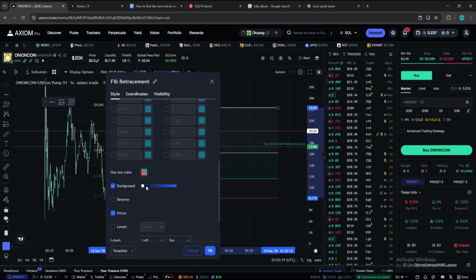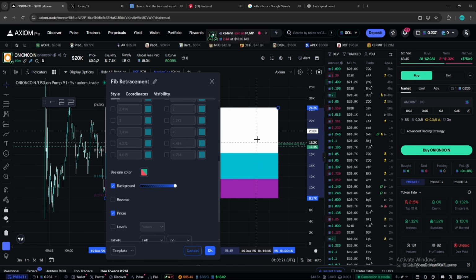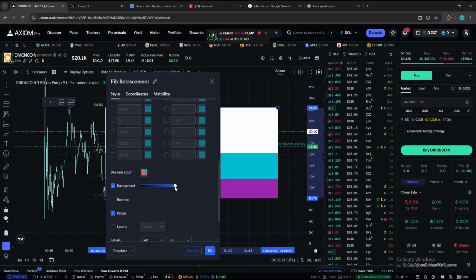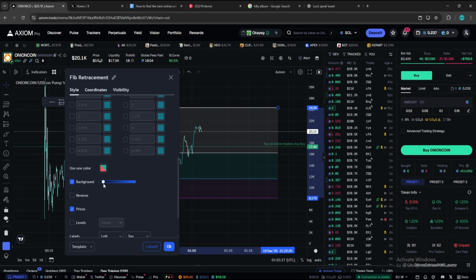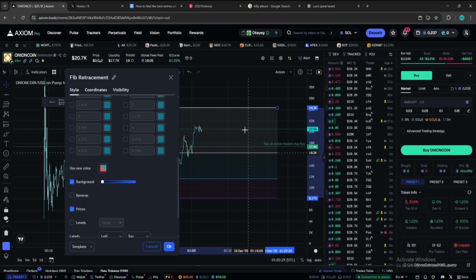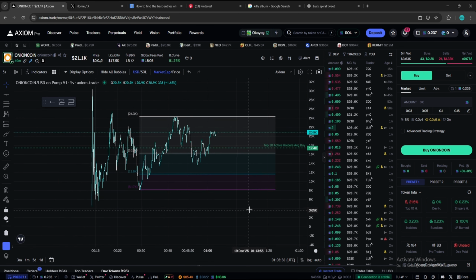And then also you want to adjust the background. You don't want it fully opaque like that, because you won't be able to see the chart. Look, that looks crazy. I like to have it close to there as possible, so I can still see the zones, but it's not blocking up my chart, you know what I mean? But yeah, that is basically it.